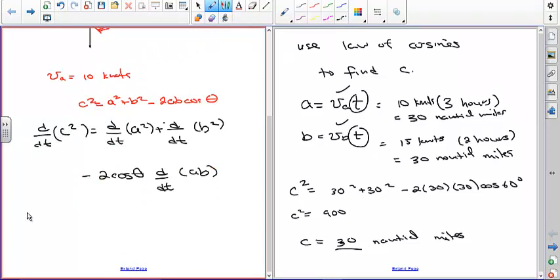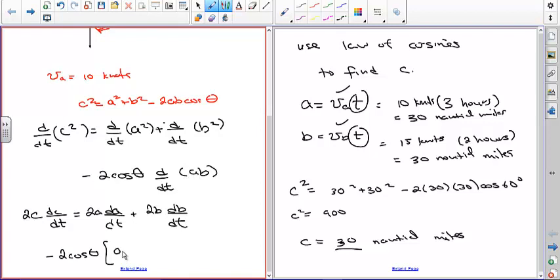So when you take the derivative of c squared, you get 2c, but because it's implicit with respect to time, you have a dc/dt part. And the same way with these two. So you'd have 2a dA/dt plus 2b dB/dt. Okay, so these are not products. And then you'd have negative 2 cosine theta times the derivative of this, which is a product. So you'd have the first term times the derivative of the second plus the second term times the derivative of the first.